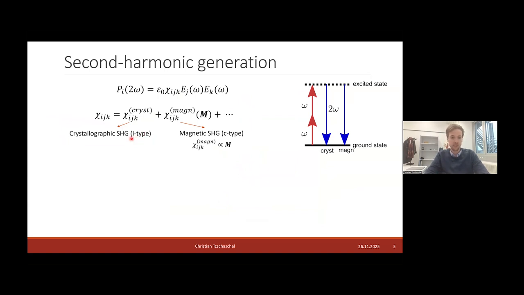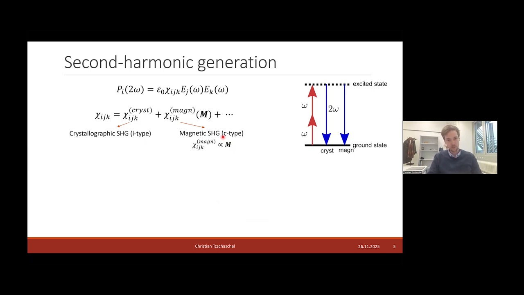And because it's invariant, we call it I-type as a common terminology. And then at low temperature, when the magnetism emerges, the symmetry reduction leads to an emergence of additional chi-tensor components that are linearly proportional to the magnetization and that change under the time reversal operation. And because they change, we call them C-type.